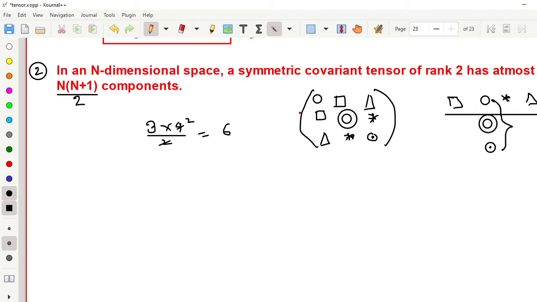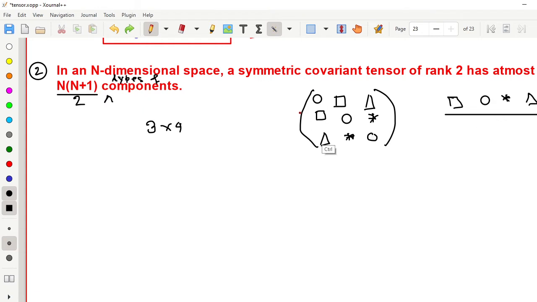That is why in an n-dimensional space a symmetric covariant tensor has at most n into n plus 1 by 2 components. So the formula is okay. You get 6 types of components here: 3 in the diagonal, and in the off-diagonals there are 6 components, but distinct components are how many? 3. Here you have 2 components, but distinct components are how many? 1. So here we are interested in distinct components.